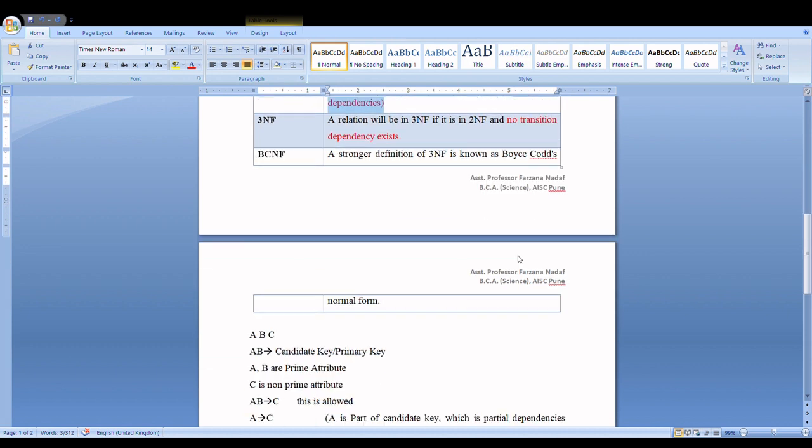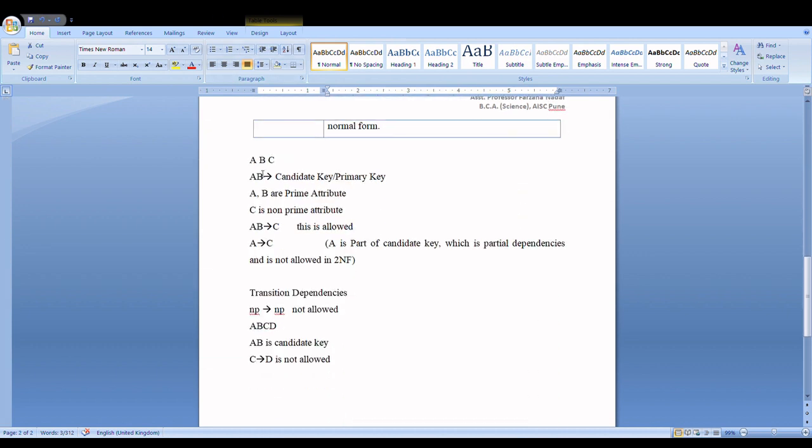Let's take an example. I have one table, and that table has 3 attributes A, B and C, and let's say AB is my primary key, or you can say the candidate key. Then A and B both are my prime attributes. Attributes which are part of a candidate key or a primary key are called prime attributes. Understood what I am telling you? I have one table with 3 attributes A, B and C.